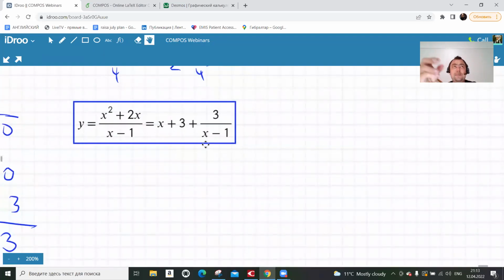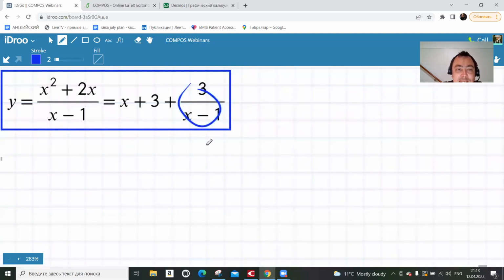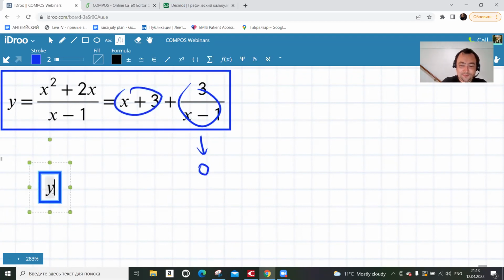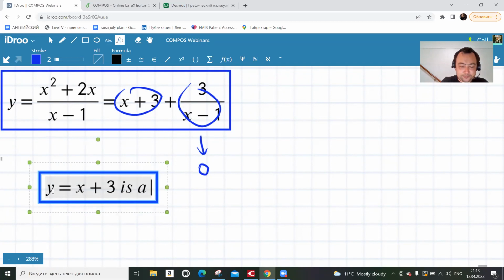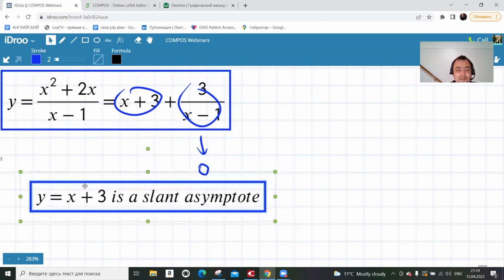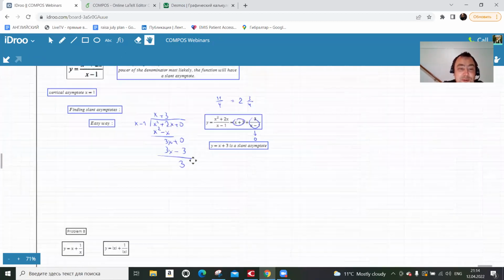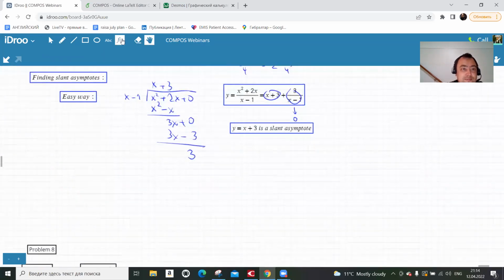An asymptote is what happens to the function when x becomes really, really big. And when x becomes really, really big, this tends to 0. So the asymptote is y equals x plus 3. x plus 3 is a slant asymptote. That's the super easy way of finding it. Sometimes it's not possible to do it this way, so I'll show you the hard way, the proper way.